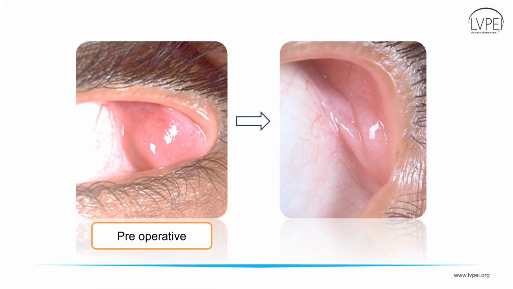This is a pre- and post-operative image of the lacrimal gland region of the same patient. She was asymptomatic, had normal Schirmer values with no recurrence at 4 months of follow-up.